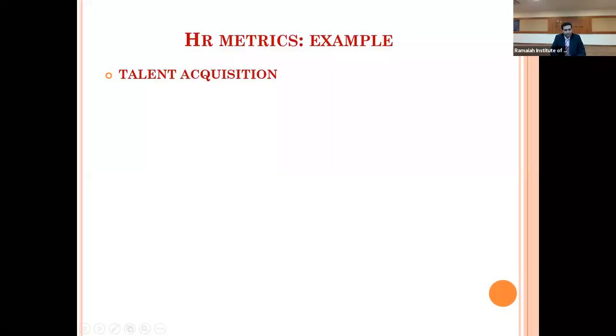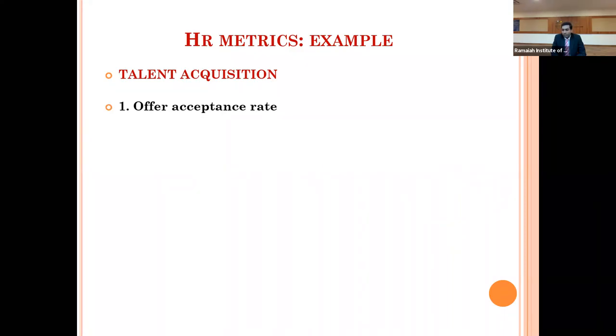So for example, talent acquisition, HR metric example, talent acquisition. The first metric is called offer acceptance rate. It's an interesting metric pertaining to talent acquisition.